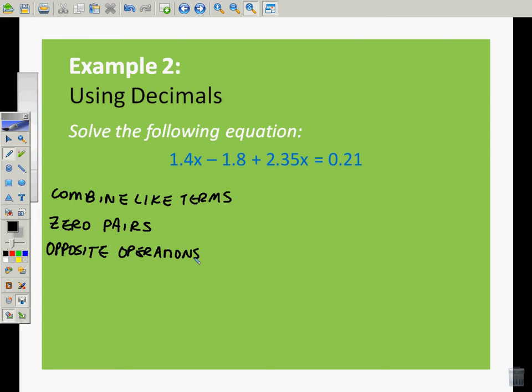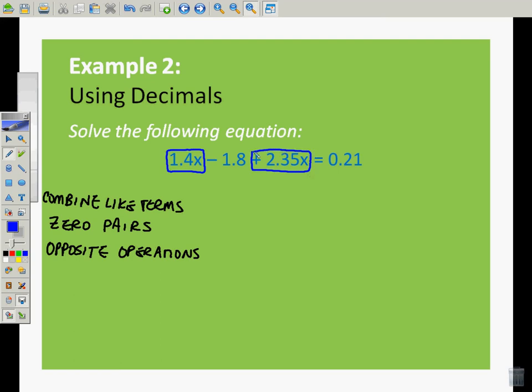So in order to do these, let me erase this a little bit so that I'm not in the way of my solving. Okay, so when I'm combining like terms and doing zero pairs and opposite operations, I'm going to first take the time to group things according to their terms. So things with an x, I'm going to put a box around. That just helps me keep track of what is what.